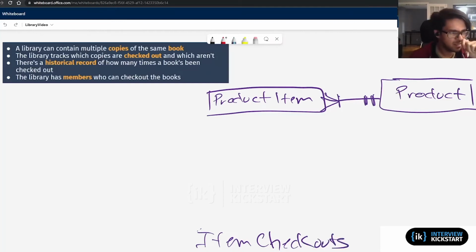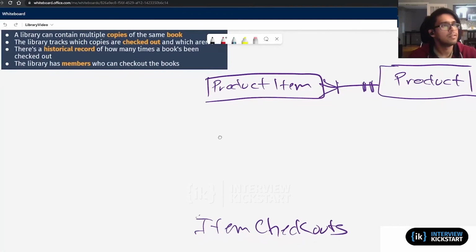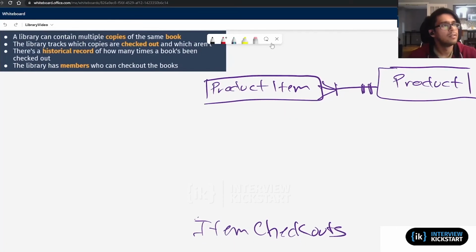Item checkouts is going to be, and let me move it so you can see it a little better. I'm going to put that out of the way. Okay, so item checkouts is going to be the instances where someone checks something out. So that's going to be another entity.